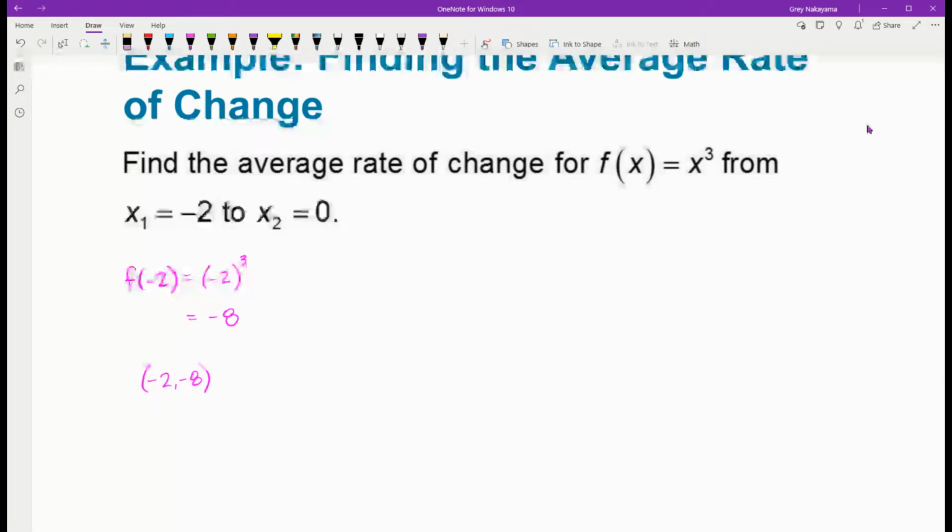Now I've got to go find f of 0. f of 0 says plug in 0. 0 cubed is 0. So that means the other point I have is 0, 0. So to calculate that, just like we've been doing, change in y, it doesn't matter which one you start with. I'm starting with 0 because I like to subtract negative numbers, because then I know I'm adding them. So 0 minus negative 8, that's my y coordinate, over the x, 0 minus negative 2, and that simplifies to 4. So that's all we have in this lesson.